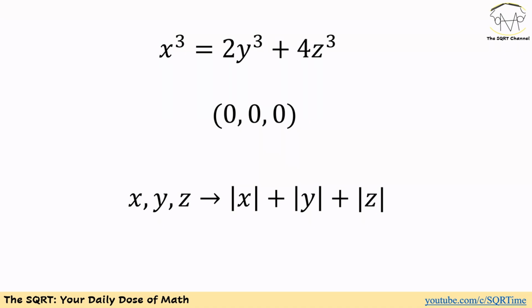Let's start with values x, y, and z that satisfy this equation, and let's assume that x, y, and z are the solution for which the absolute value of x plus the absolute value of y plus the absolute value of z is the minimum possible answer that we can have to satisfy this equation.